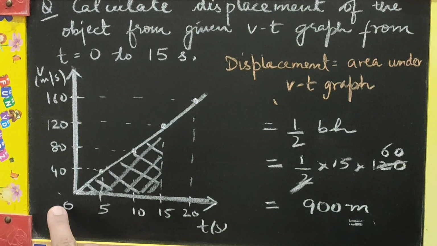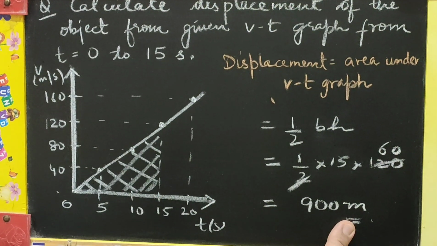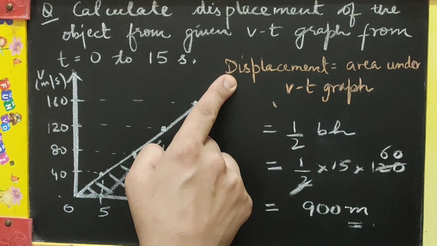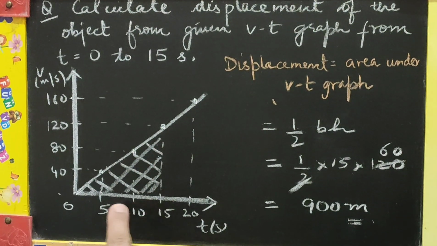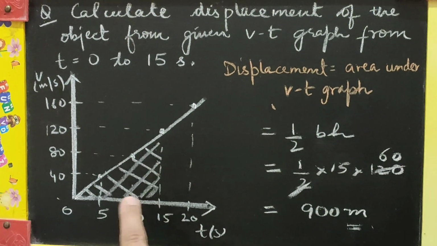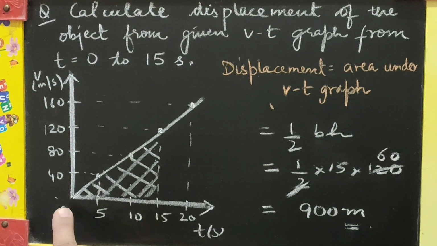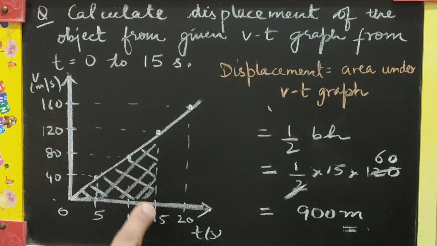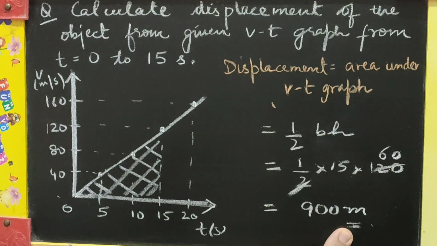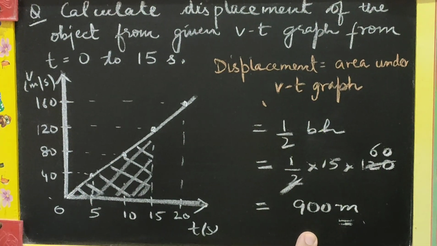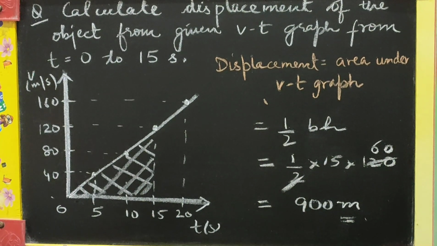We have calculated the area under the graph, but the answer that we get here is in meters because we have calculated the displacement. Area here is calculated after multiplying two sides of this geometrical figure which have different units. This side is in seconds and this height is in meter per second. So multiplying meter per second with second gives us the answer in meters. So from t0 to t15 we have calculated the displacement, 900 meters.